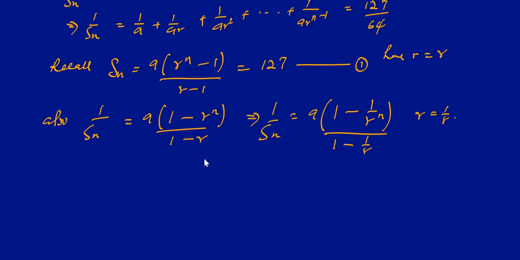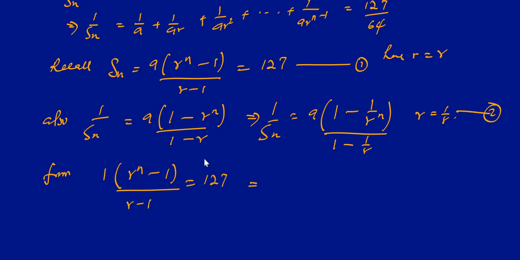So this is equation 2 now. Let's say from 1, A is already 1, so it's 1 bracket R raised to the power of n minus 1 all over R minus 1, which is equal to 127. This implies that R raised to the power of n minus 1 is equal to 127 bracket R minus 1.